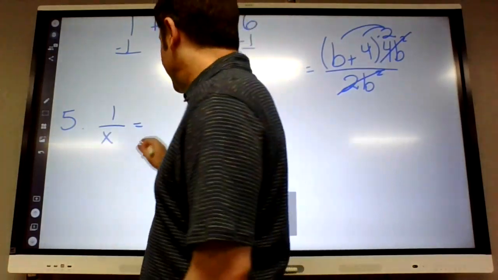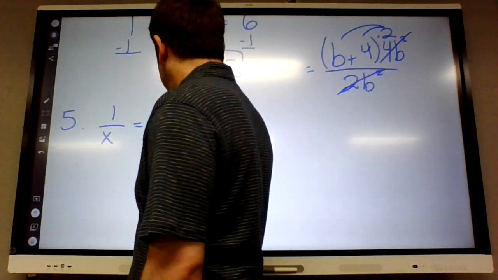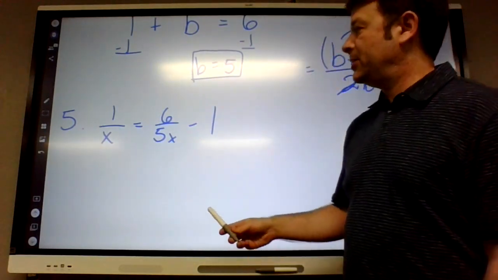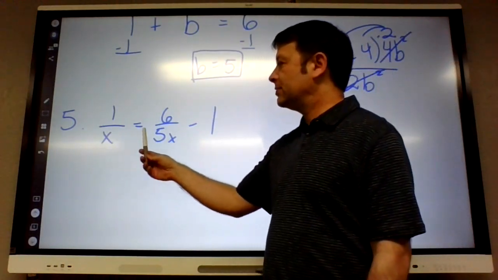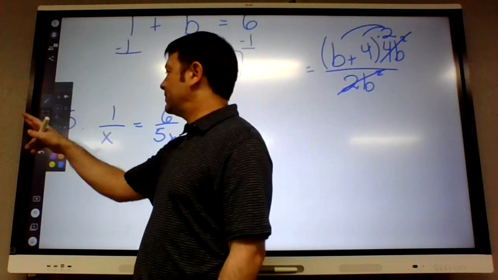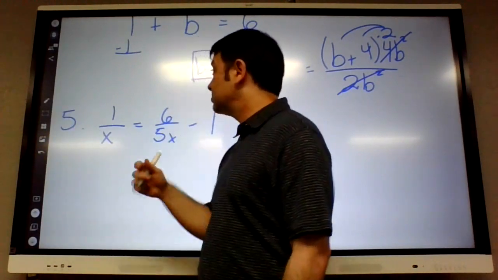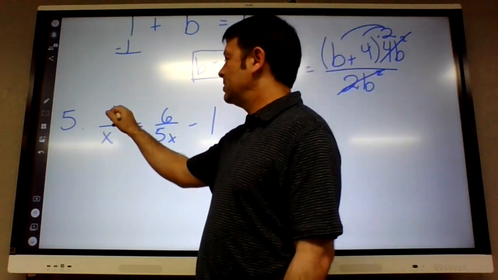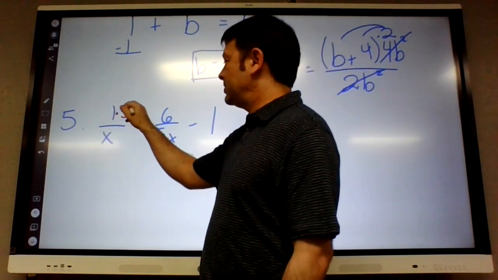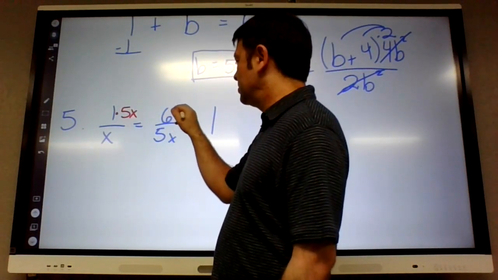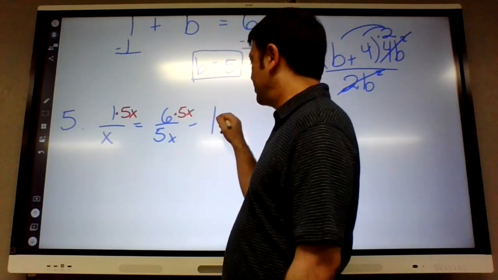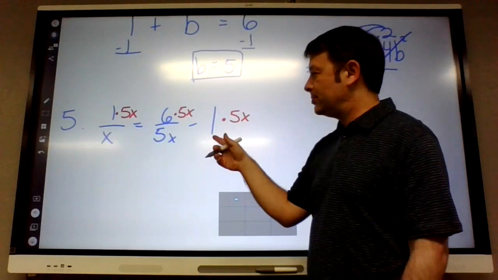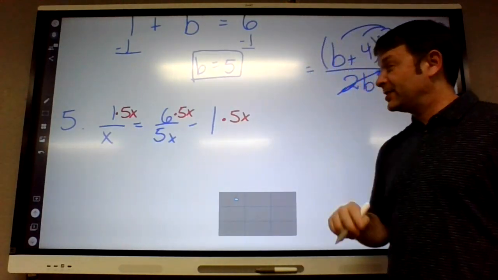Number 5. All right, what's the common denominator on number 5 between x and 5x? 5x. They both go into 5x. Okay, you're trying to choose something that will cancel out with all of the denominators. This one doesn't have a denominator, but we still need to multiply every term by 5x.